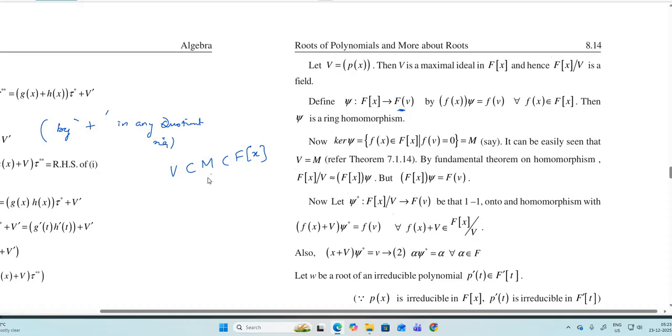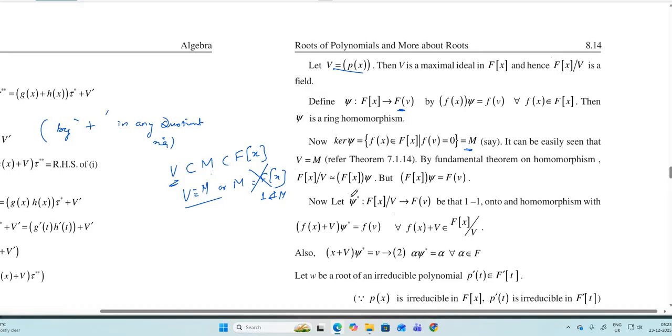But V is maximal. So you should have either V equals M or M equals F[x]. But in this you have 1, and that 1 does not belong to M. So you don't have this possibility, only V is equal to M. In this case V is nothing but this, and M is this. So V must be equal to M. It can be easily seen.